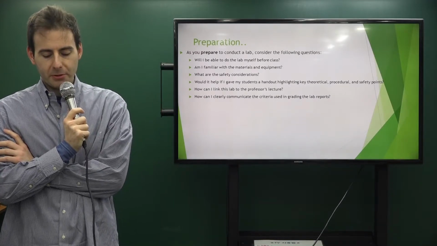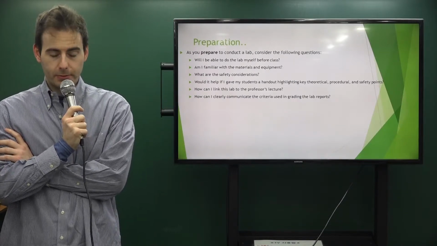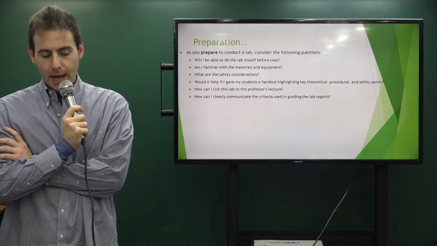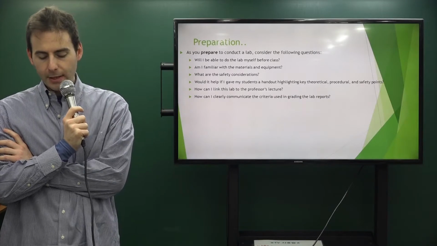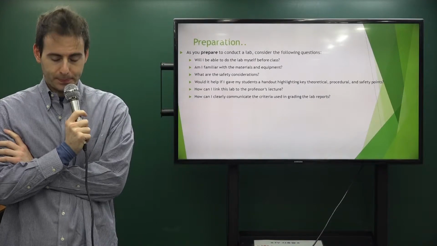Would it help if I gave my students a handout highlighting key theoretical, procedural, and safety points? If so, make one. How can I link this lab to the professor's lecture? How can I clearly communicate the criteria used in grading lab reports?